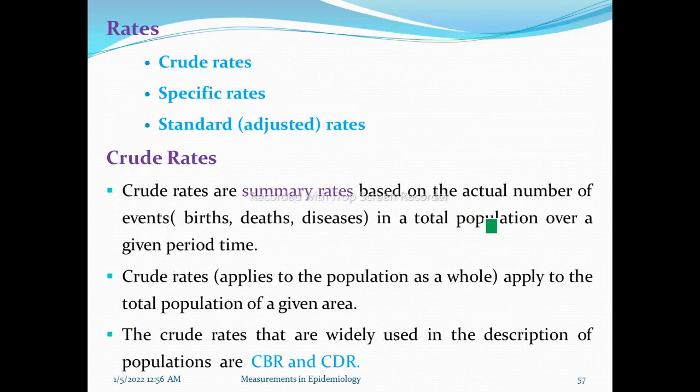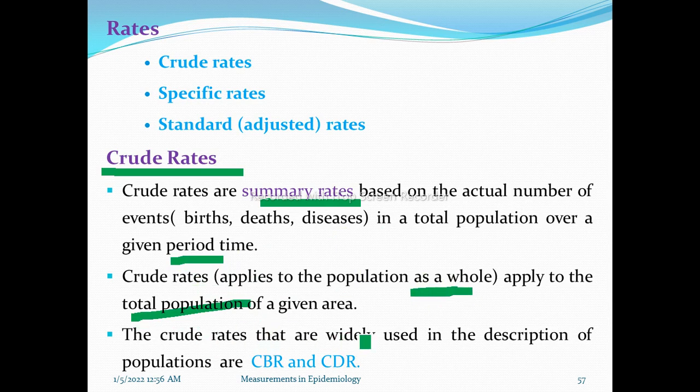We have 3 types of rates: crude rate, specific rate, and standard or adjusted rate. Crude rates are summary rates based on the actual number of events, births, deaths, or diseases in the total population over a given time period. Crude rates apply to the population as a whole. The crude rates widely used in description of population are the crude birth rate and crude death rate, which are examples of crude rates.